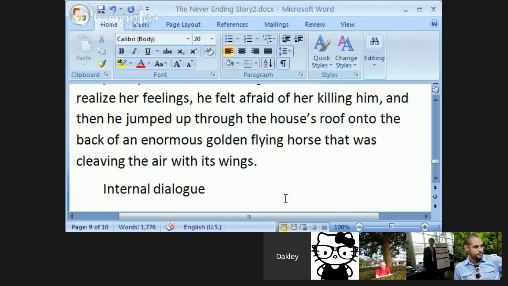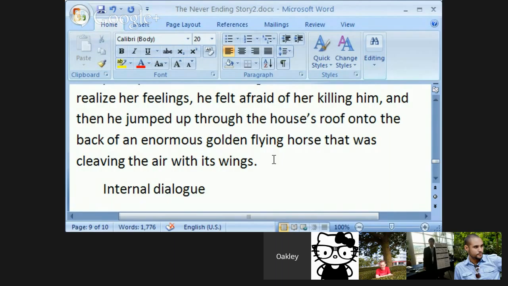Let me think, teacher. Then he jumped up through the house's roof onto the back of an enormous golden flying horse that was cleaving the air with its wings. Let me also advise you guys, both you, Amore, and Keiko: be careful of the pronunciation of "enormous." Please reduce the stress of the last syllable. Enormous. It's a very fast, unstressed syllable. Same thing with "mountainous." Anytime you see this OUS ending, as in "courageous," it's a very fast S, an unstressed syllable.